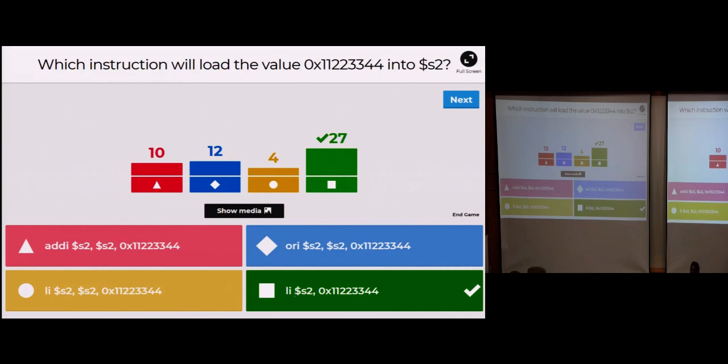LI is a pseudo instruction. I think you've used it in your lab as well. If you type in LI, when you compile, it will actually translate to two different instructions in pure MIPS. So this is to load the immediate value into your register.